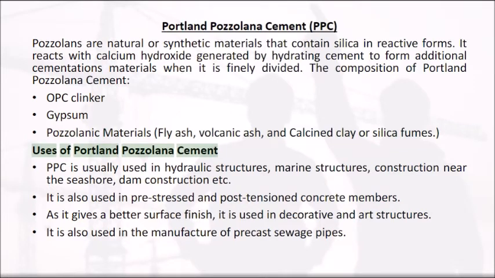Uses of Portland Pozzolana cement. PPC is usually used in hydraulic structures, marine structures, construction near the seashore, dam construction, etc. It is also used in pre-stressed and post-tensioned concrete members. As it gives a better surface finish, it is used in decorative and art structures. It is also used in the manufacture of precast sewage pipes.